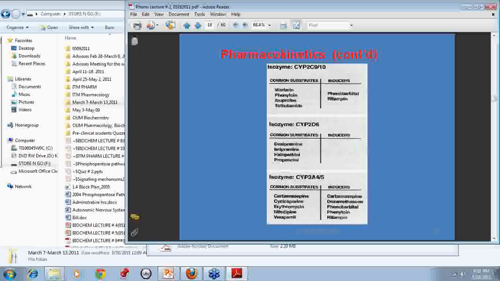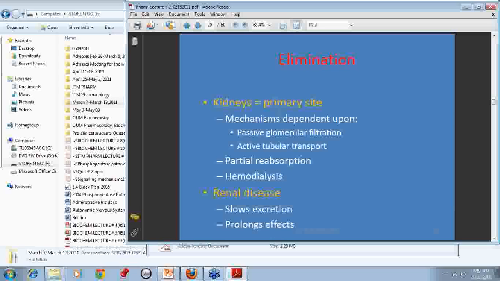When you look at the elimination, as I said, the kidney is the primary site, and therefore any problems with the kidney will affect the excretion of the drug, in terms of prolonged effects and slowed excretion. Those mechanisms depend on passive glomerular filtration, GFR, and active tubular transport. You can go back to the fine anatomy of the kidney tubule and address this very nicely, and that's what we're going to do with diuretics and with other classes. Partial reabsorption or hemodialysis are all factors that can be addressed nicely.